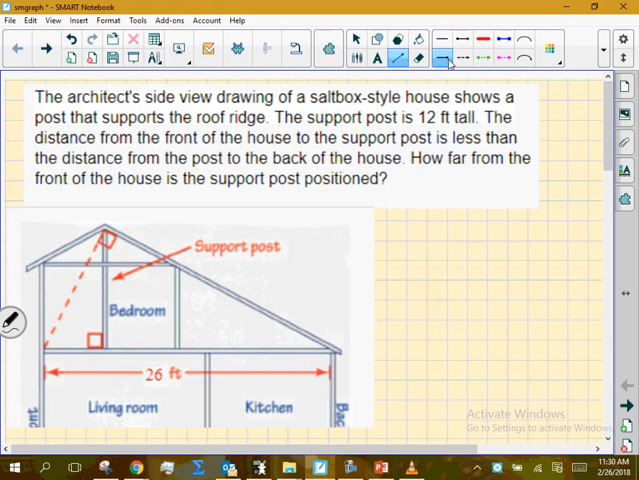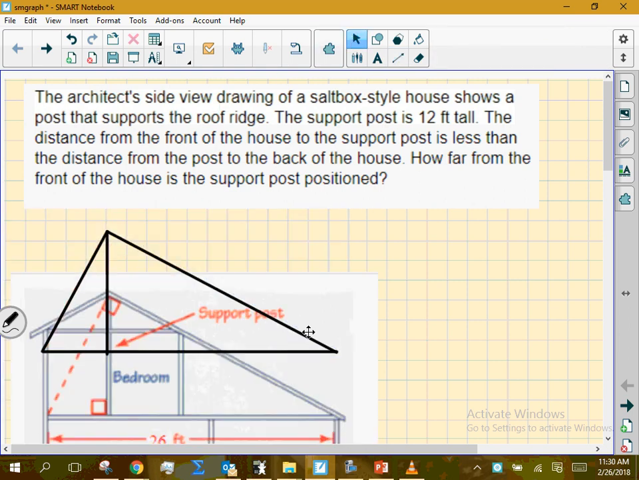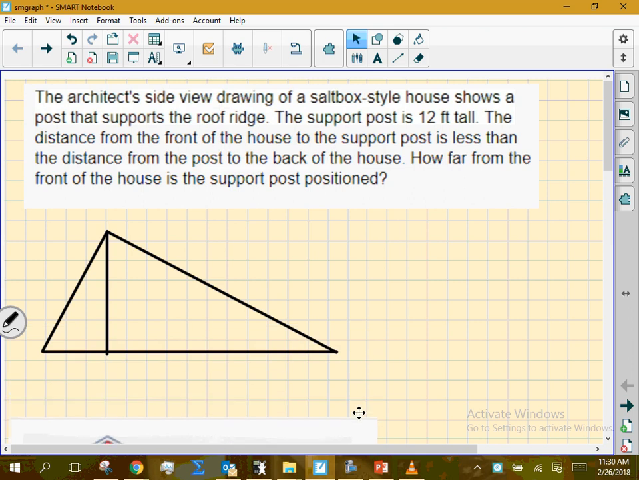So if we look at this, I'm just going to redraw the picture here that we're interested in, and really just get rid of the clutter of the clip art that they put in there. So we got a right angle there, right angle there. We know this is, I'm going to write F for front of the house. It says the support post is 12 feet tall.